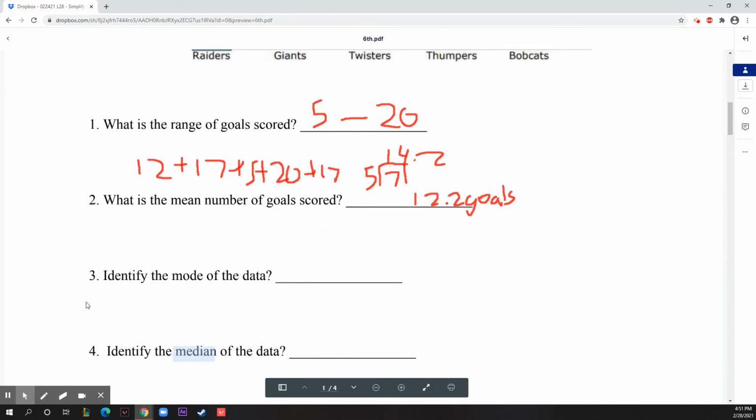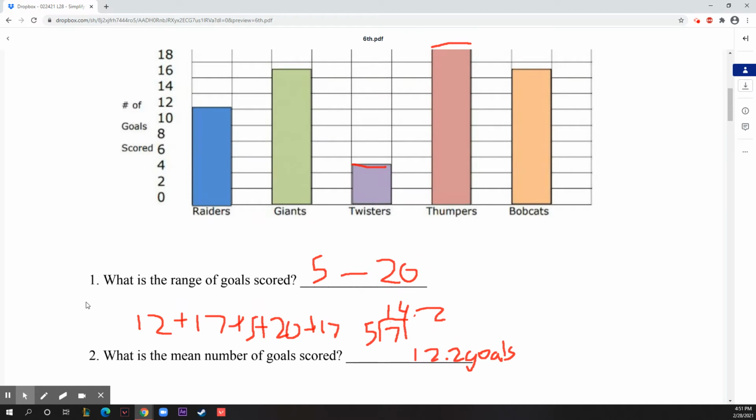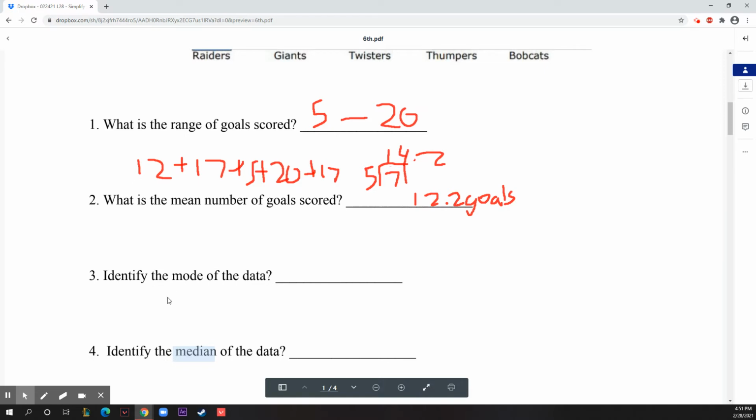Number three, identify the mode of the data. When it's asking for mode, what it's asking for is the number that comes up most frequently. In this case, it would be 17 because 17 comes up twice and everything else comes up only once. 12 comes up once, 5 comes up once, 20 comes up once, but 17 comes up twice, which makes it the mode of the data.